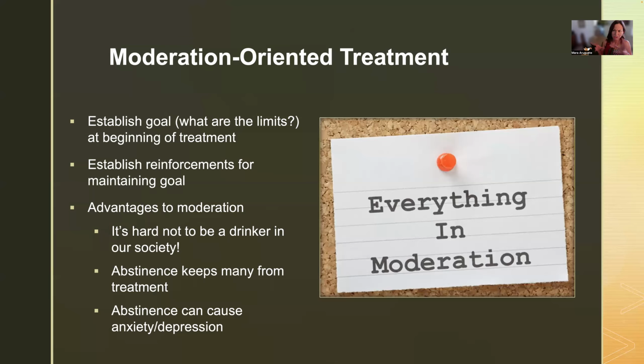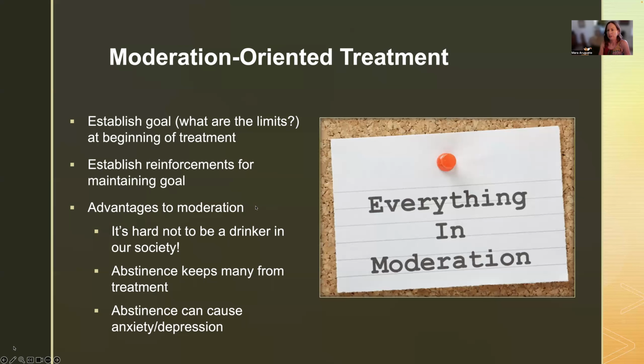It's sort of like socially deviant if you say, oh no, I don't drink. People think, oh, you must have had problems. Abstinence keeps a lot of people from treatment. The concept of quitting altogether is sometimes just too intimidating for people to go into treatment. So moderation treatment is a good bet for those folks. And then abstinence has some serious effects. Sometimes stopping drinking can result in anxiety, depression, and things like that. So sometimes moderation can stave off some of those kinds of withdrawal symptoms.